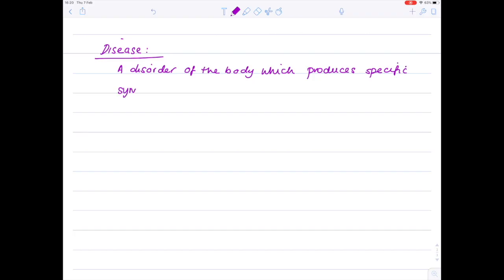Looking more closely at disease now. So what is a disease? Well, it's a disorder of the body which produces specific symptoms, and crucially, it's not a result of physical injury. So if you were to damage your leg having fallen down the stairs, that is not an example of a disease.